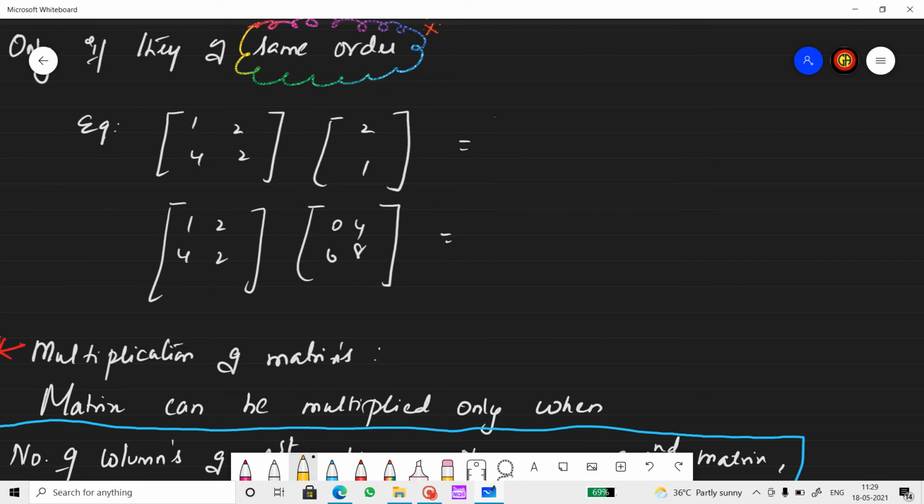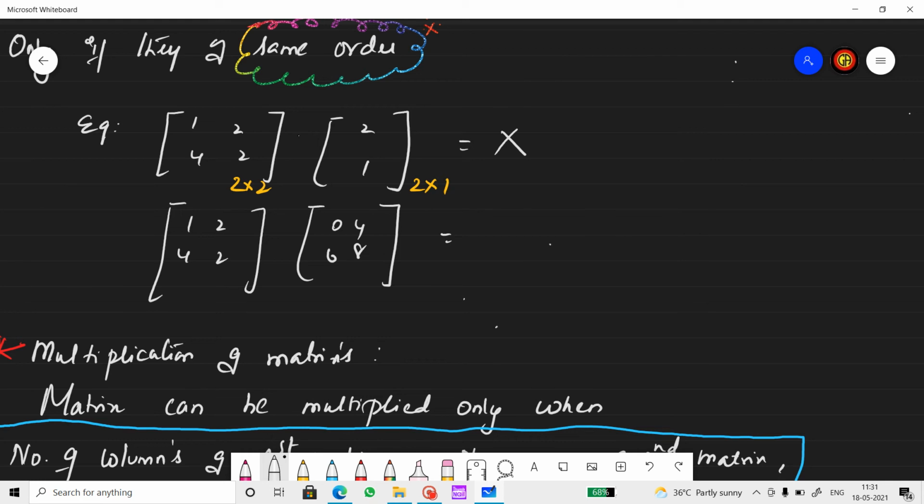Now, how many rows does this contain? 1, 2. Columns? 2. So this is a 2 by 2 matrix, whereas this one is a 2 by 1 matrix, right? So the number of columns, the order, is not matching here. As I said, two matrices can be added only when they are of the same order. The first one is of order 2 by 2, the second one is of order 2 by 1. They are not of the same order, hence addition is not possible here.